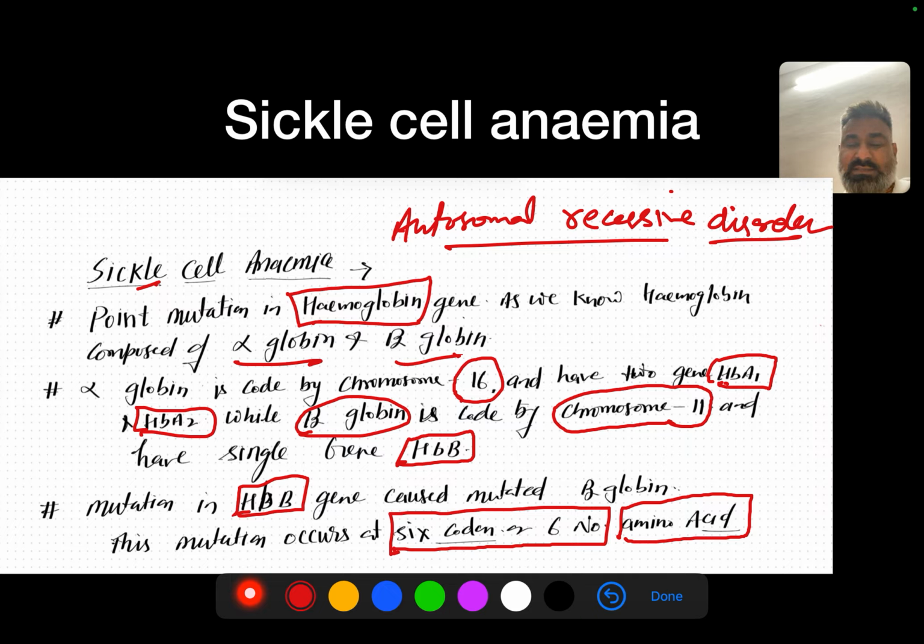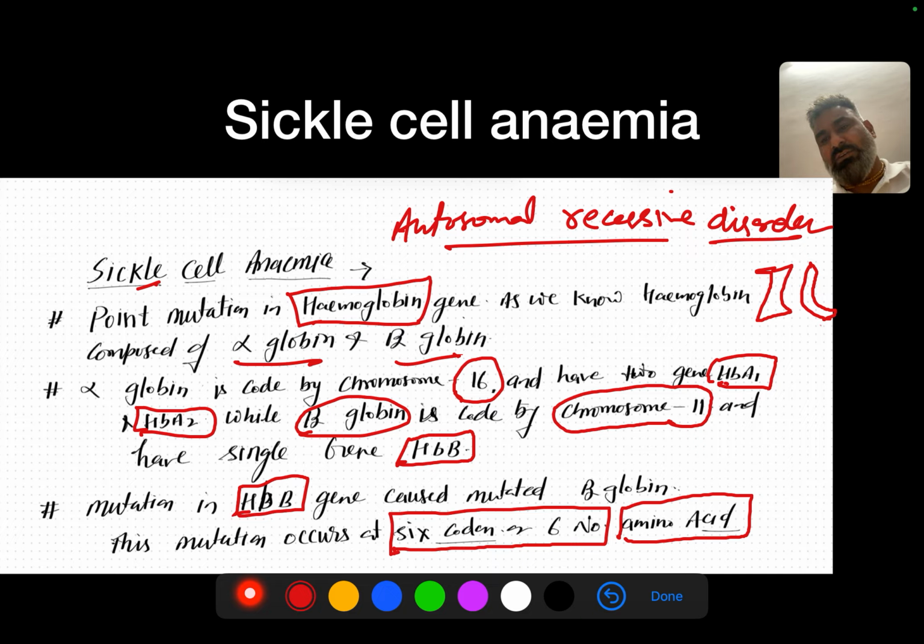And as this disease occurs, the oxygen binding capacity of hemoglobin decreases, and when the body's demand for oxygen increases, this hemoglobin does not fulfill the oxygen demand and comes under stress, due to which the red blood cells convert into a sickle shape or half lunar shape. That is why this disease is termed sickle cell.